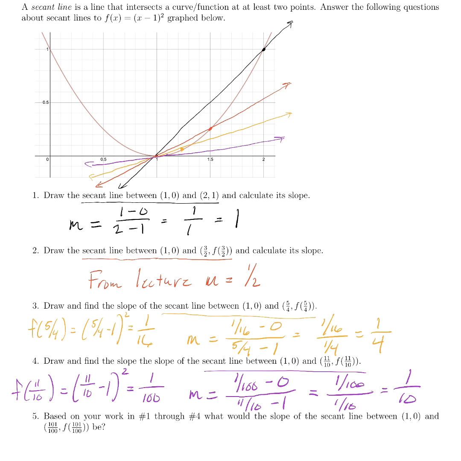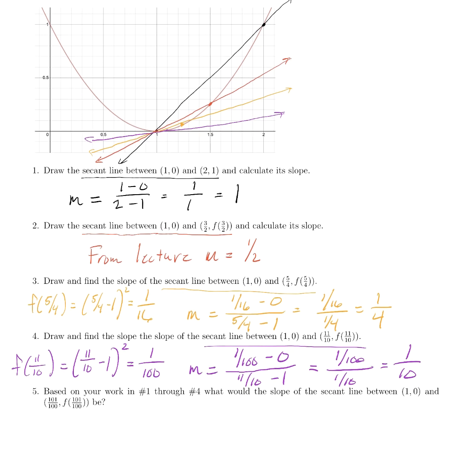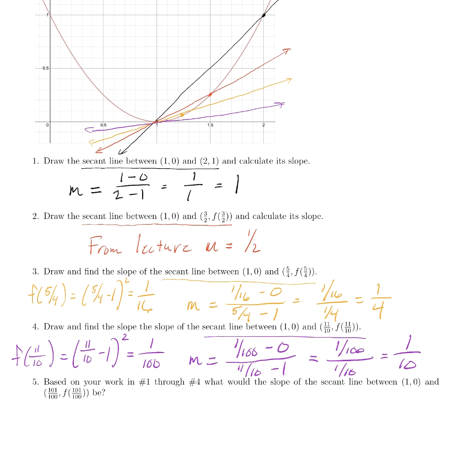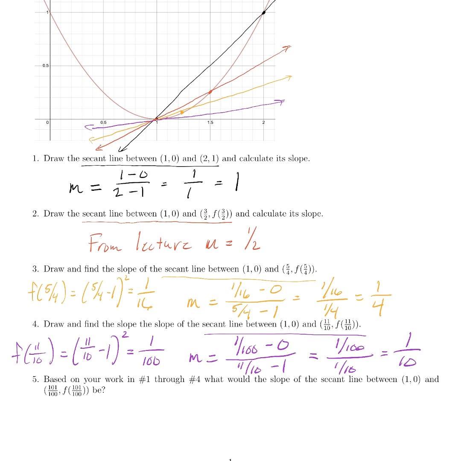So let's see, what can we learn from those 4 secant lines? Well, the first thing is we can ask about maybe another secant line. What if we wanted to calculate the slope of the secant line between (1, 0) and (101/100, f(101/100))? Well, if we look at what's happened in the first 4 examples, we see here in number 2 that we went from an x value of 1 to an x value of 3/2, which is a change of 1/2, and that happens to be the slope of the secant line.